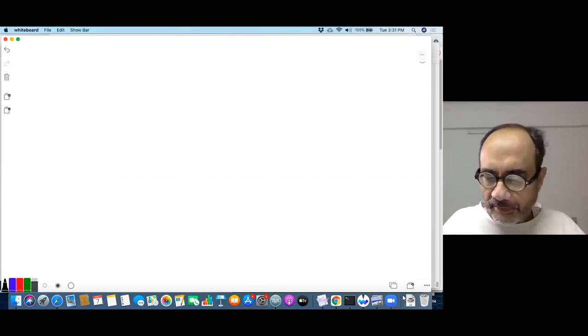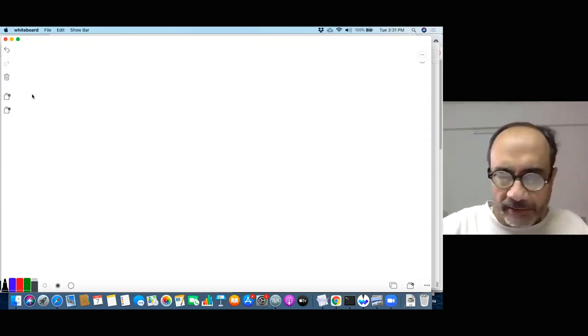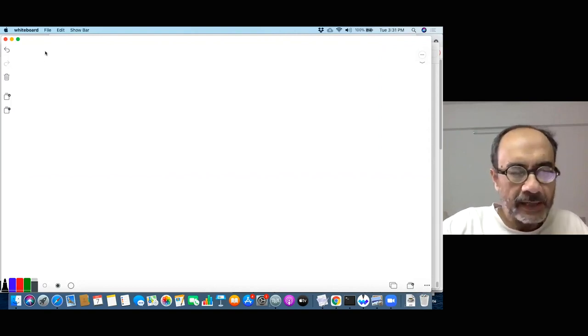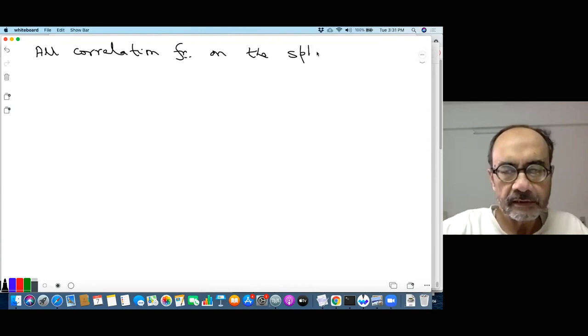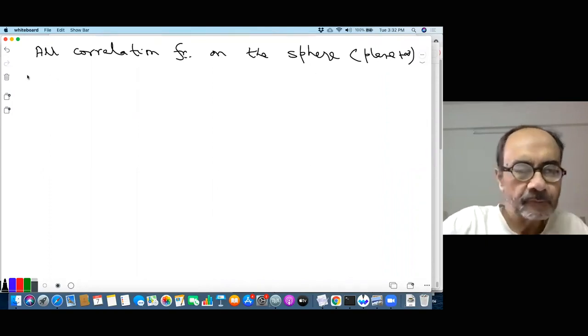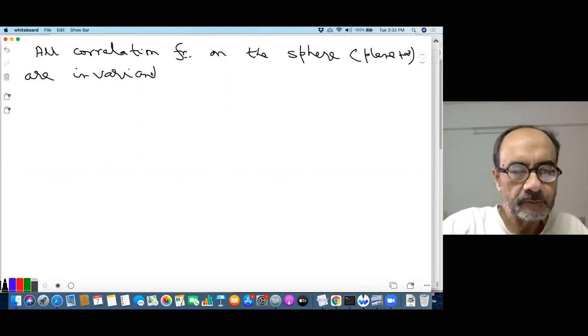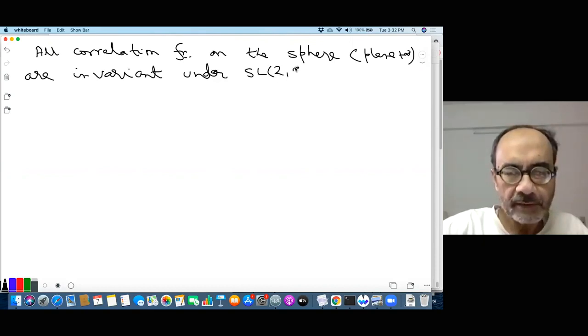Okay, so let me begin by recalling what we ended with yesterday. We basically said that all correlation functions on the sphere, which is basically the plane plus the point at infinity, are invariant under SL2C. Okay, so let me now write down the precise relation that it implies.